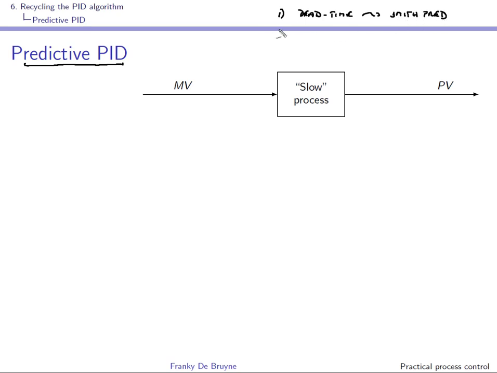But the slowness can also come from an apparent dead time, right? And in this case we have, for instance, several first order systems in series, a lag system, or the slowness can come from an inverse response, right? We have a 0 at the numerator that is to the right of the imaginary axis, and in these three cases, right, you can use the predictive PID to control the system.